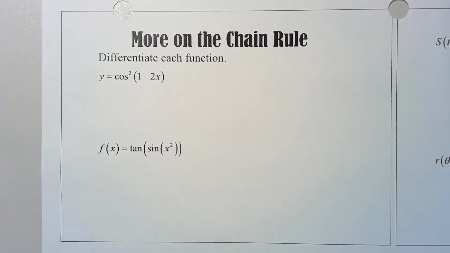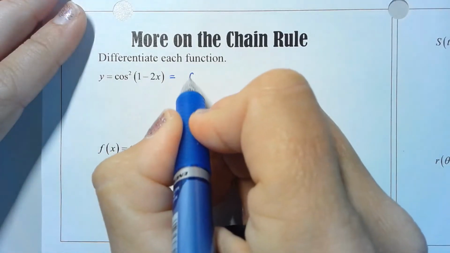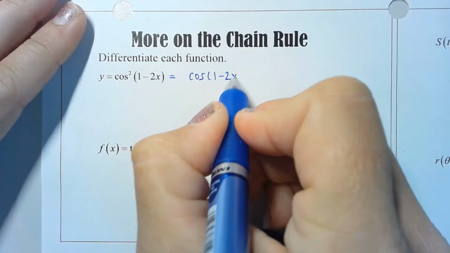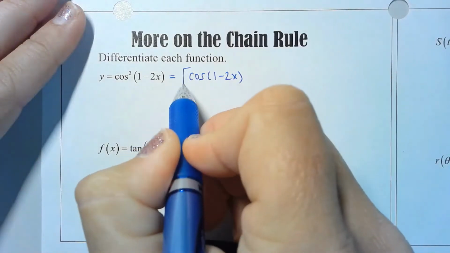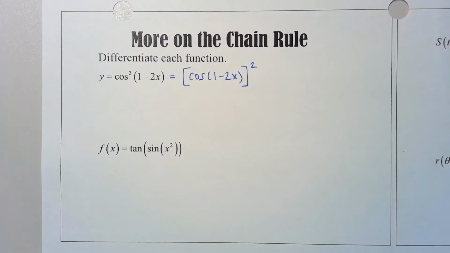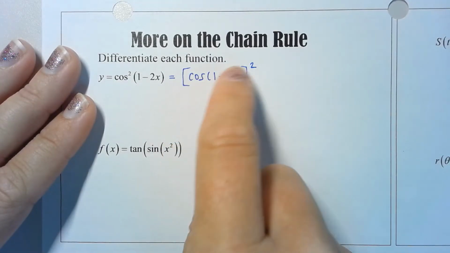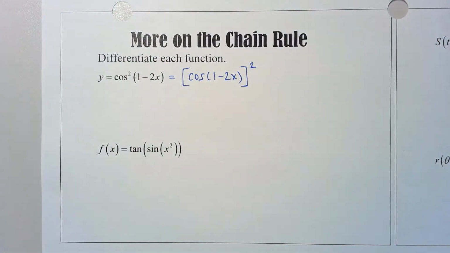But I also want to look a little bit closer at this one because cosine squared of 1 minus 2x really means the cosine of 1 minus 2x all squared. So I use brackets. You could certainly use parentheses, but I see two sets of them, right? I have a line inside a cosine curve, and I have a cosine curve inside a squared, or inside a parabola. So that means we need to use the chain rule 2 times.